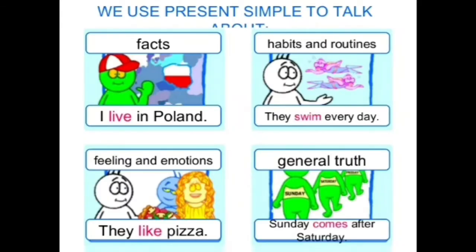We use present simple to talk about facts. For example, I live in Poland. Habits and routines: they swim every day. Feelings and emotions: for example, they like pizza. And general truth: Sunday comes after Saturday.